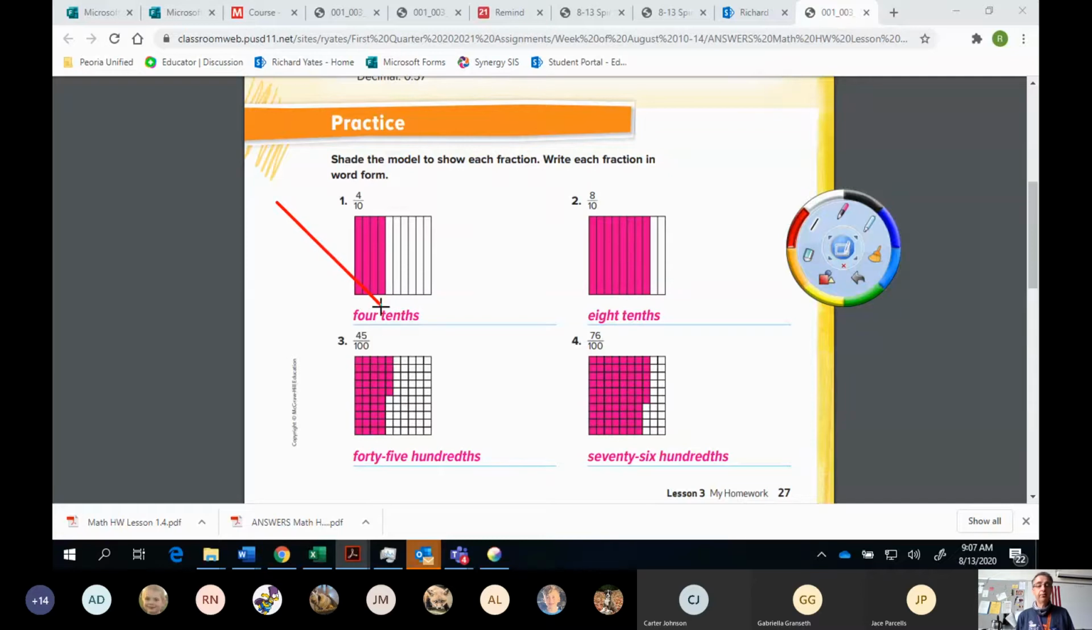I am a big stickler about spelling, so make sure you spell tenths correctly. If you didn't spell it the way you see it right here, make sure that you fix it correctly. Up here we have 8/10, and then again you're going to take your tenths and shade 8 of them. And then make sure you have the word 8/10 and make sure tenths is spelled correctly.